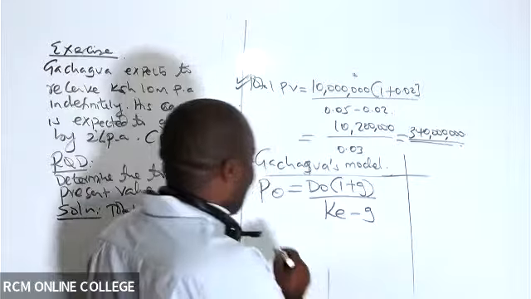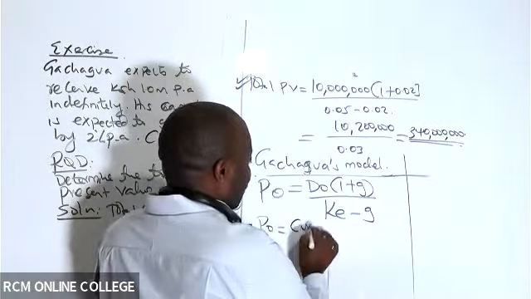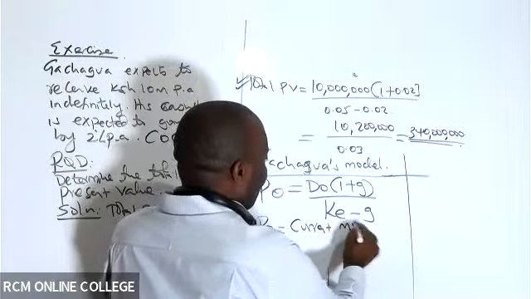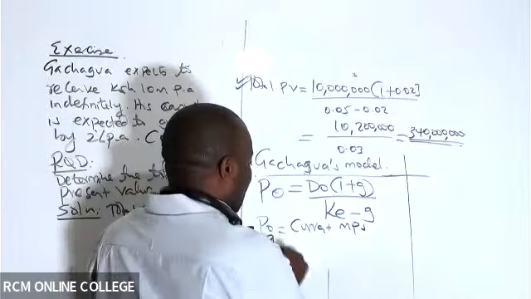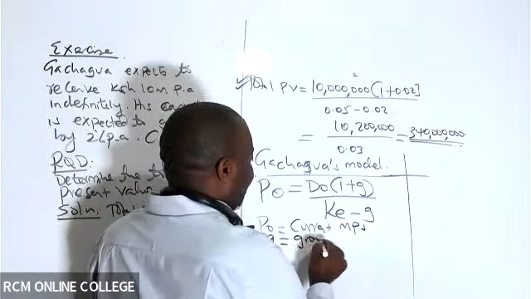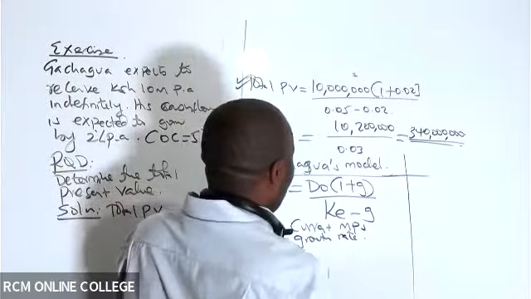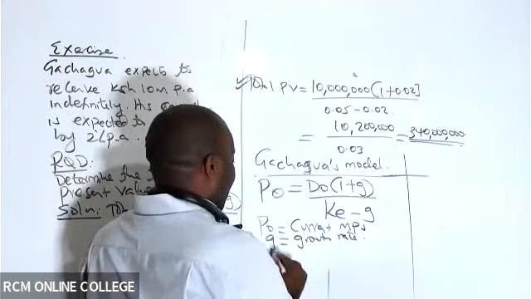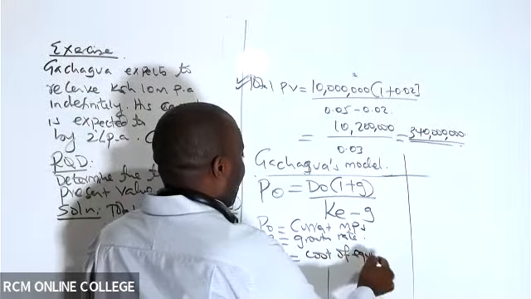So now come back to business. This P0 stands for what here? Current, because of the zero. Current market price per share. Then we have this g, which stands for growth rate. Then we have in this case, ladies and gentlemen, Ke, which is cost of equity.